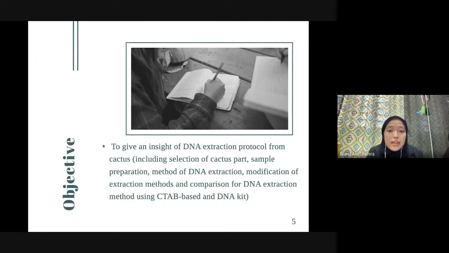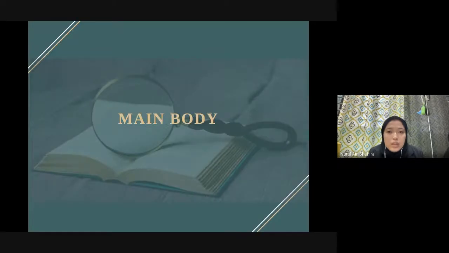So in this study, I would like to give an insight of DNA extraction protocol from cactus, including the selection of cactus part, sample preparation, method modification, and also comparison for these two types of DNA extraction method, which is CTAB-based and also DNA kit.